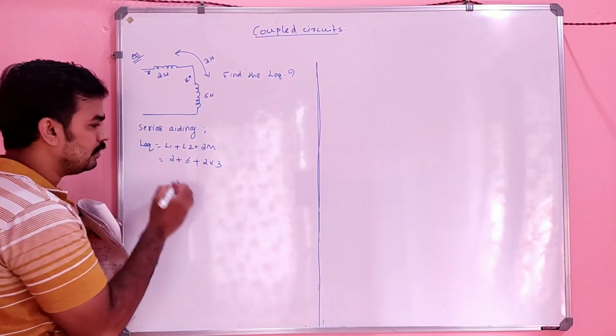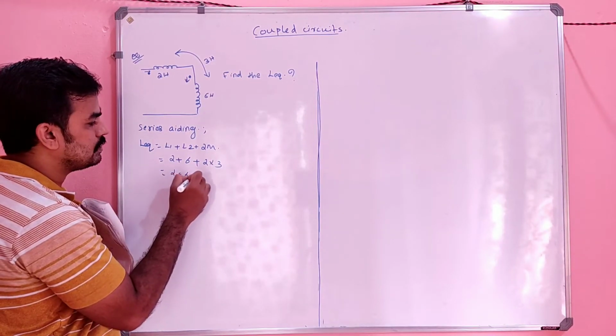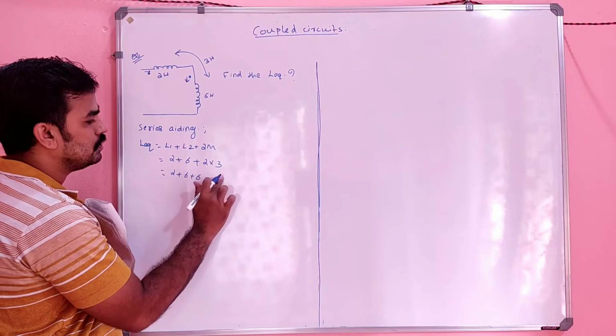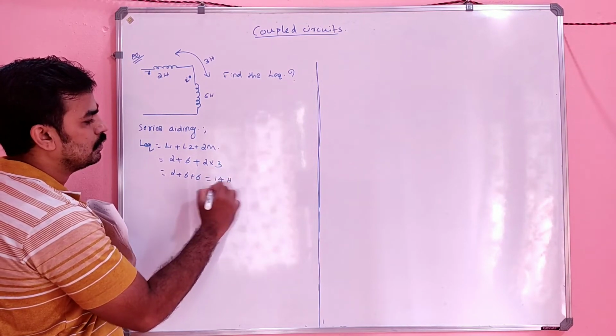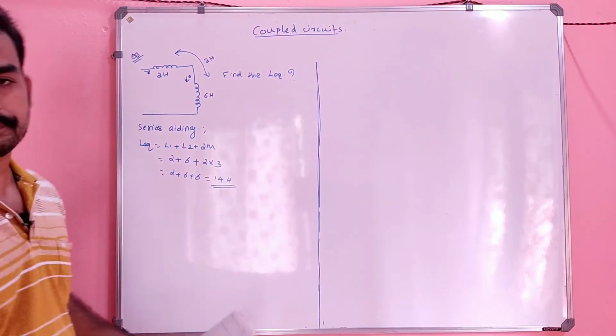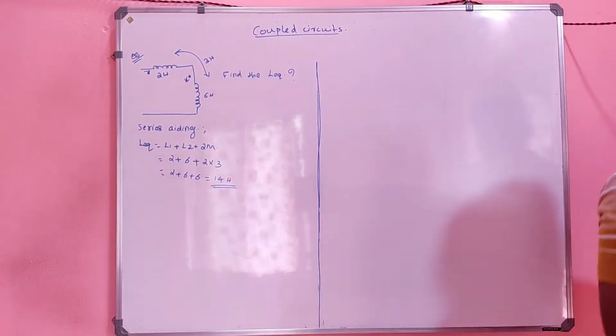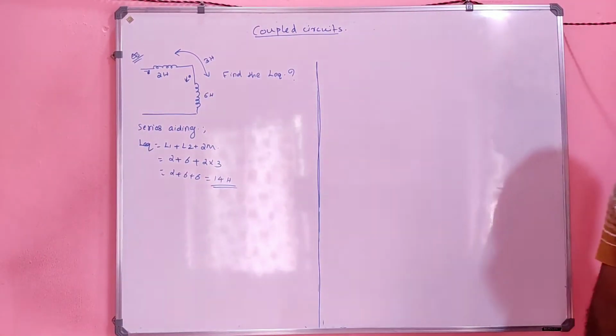M is nothing but 3 Henry. So 2 plus 6 plus 6, it is 14 Henry. So that is the answer. Is it clear?